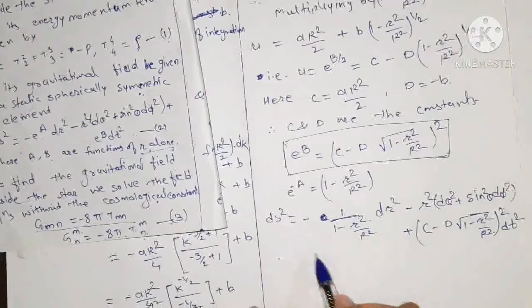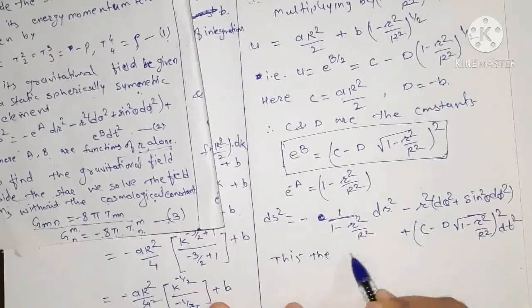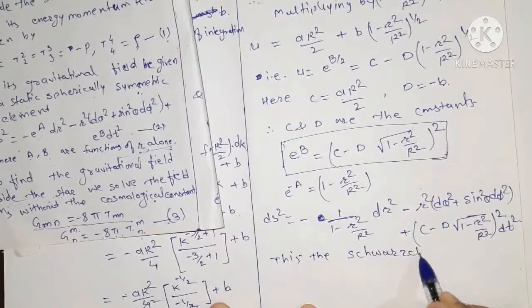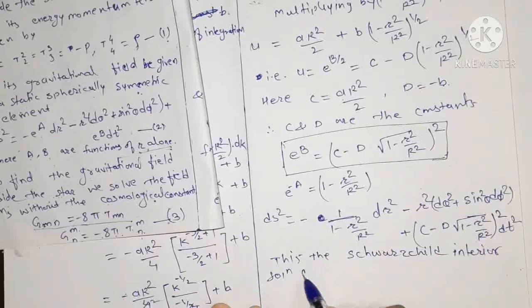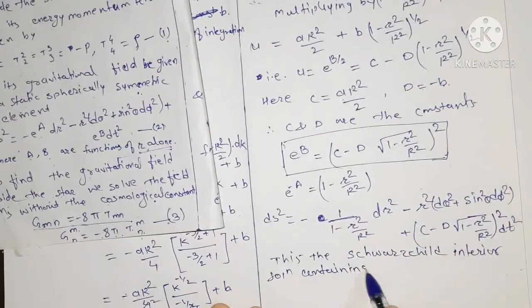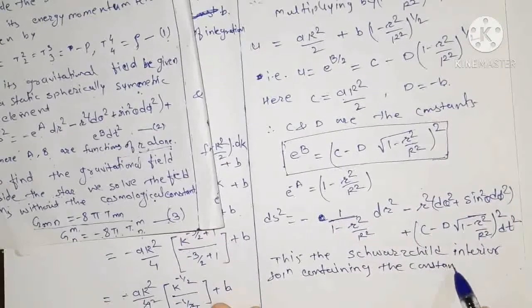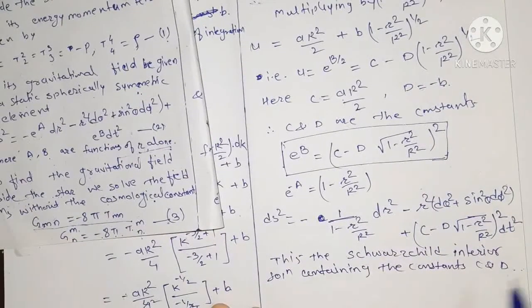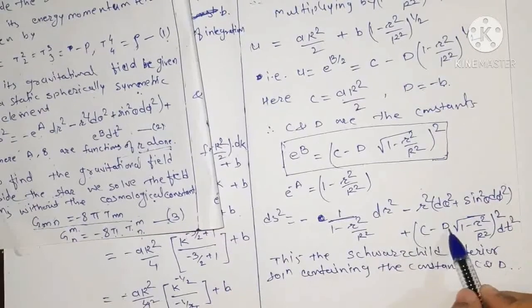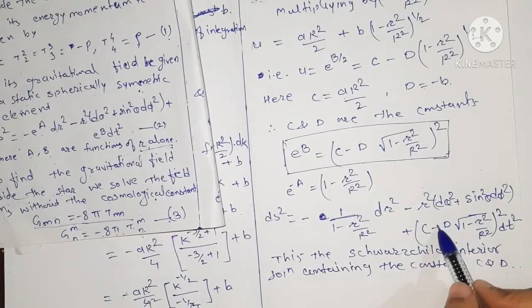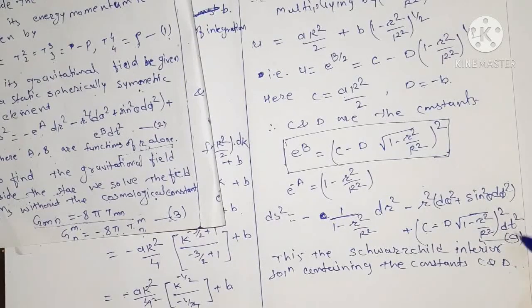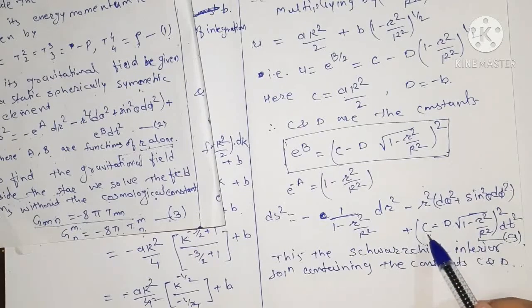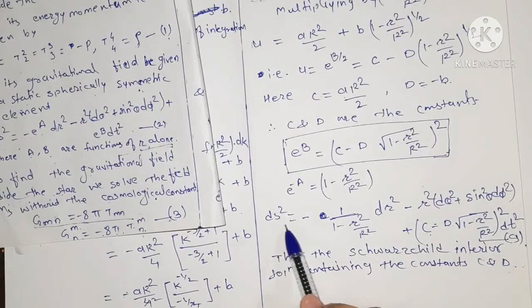Okay, so we write this as the Schwarzschild interior solution containing the constants c and d. We can find the constants c and d from the field equations, which give the relation between the pressure and the density, in the next lecture. We give this as equation number 9, and in the next lecture we derive the values of c and d, and then we find the interior solution.